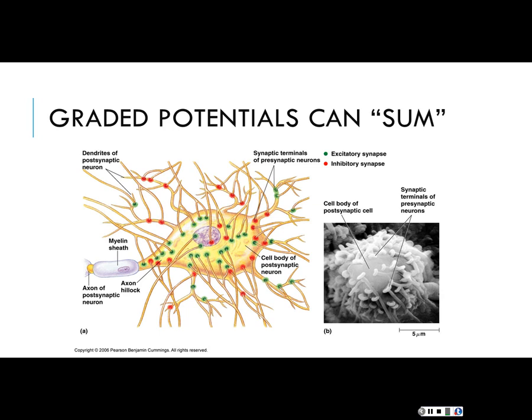So before I move on, I want to see if you're okay with the word sum. Summing graded potentials. What am I doing with them? Adding graded depolarizations with maybe even graded hyperpolarizations to see if they collectively cause the postsynaptic cell to reach its threshold, which would then lead to an action potential.